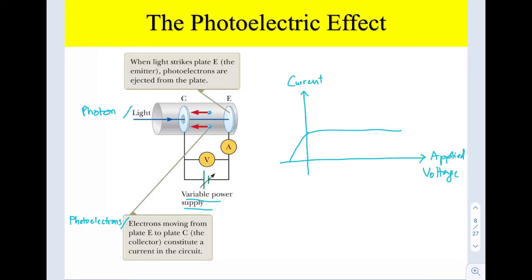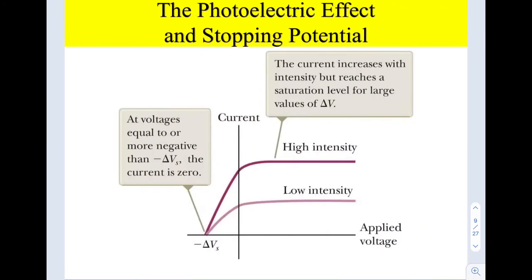So the delta V whenever current is 0 is negative delta Vs. We call it the stopping potential. So this is the output of the experiment when we are using one light or photon with a certain wavelength. If we repeat the experiment with another type of light, we are going to observe another response in a similar pattern.